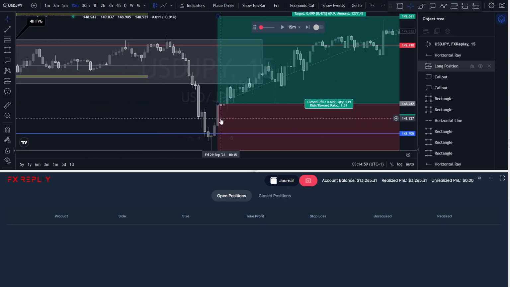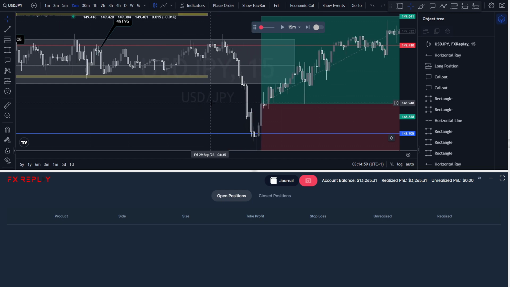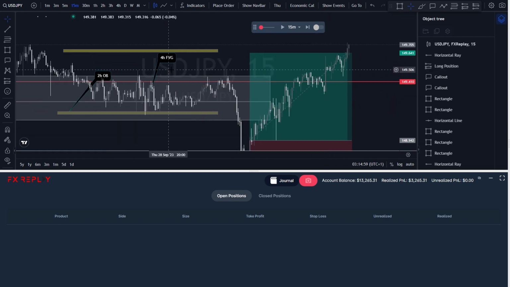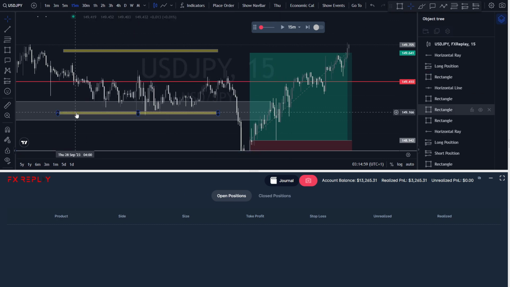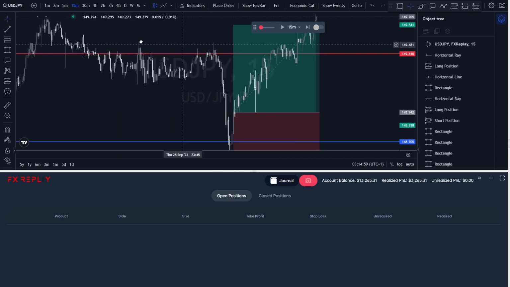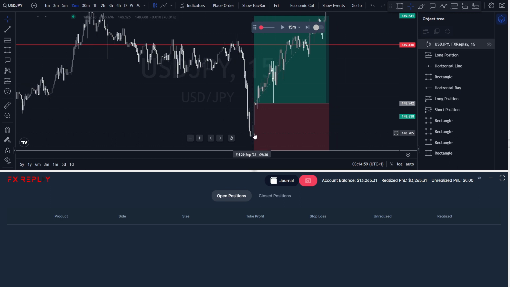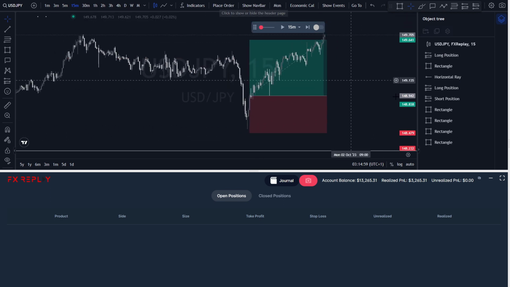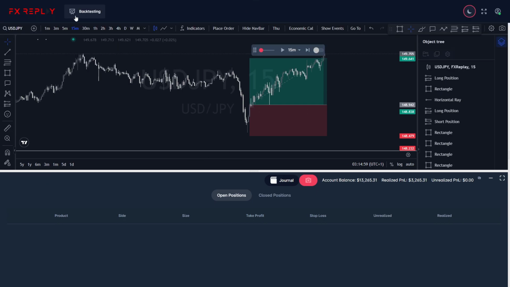So I waited for a break of structure, clearly, as you can see right here. Take profits, this area, both got hit. So good trade. I tried out the strategy of my friend, combined it with my trading strategy, and it worked out perfectly. But of course, that doesn't always happen.